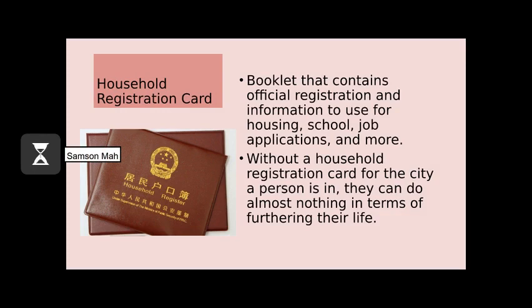A household registration card, as seen in the picture, is essential to life in China. It's needed for any task that one would need to advance their life, such as having a house, going to school, or getting a job. Without a household registration card, a person simply cannot get what they need to be able to live in the city. It's also quite difficult to change the status of a household registration or to get a new one for a different location. Both of these owe to why the hukou system is so effective at limiting migration.